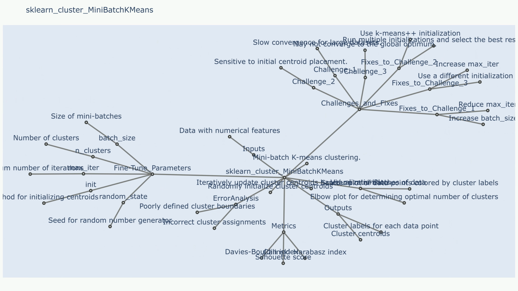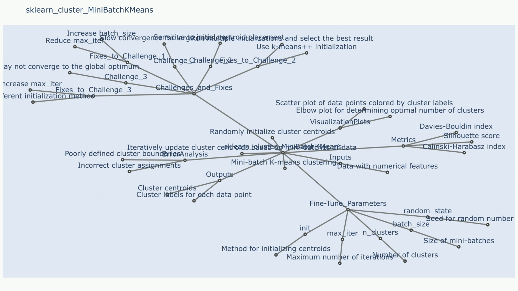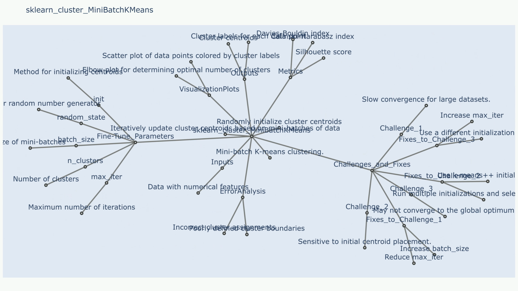Metrics: inertia. This metric represents the sum of squared distances between each data point and its closest cluster centroid. Silhouette score. This metric measures the quality of clustering, where higher scores indicate better clustering.